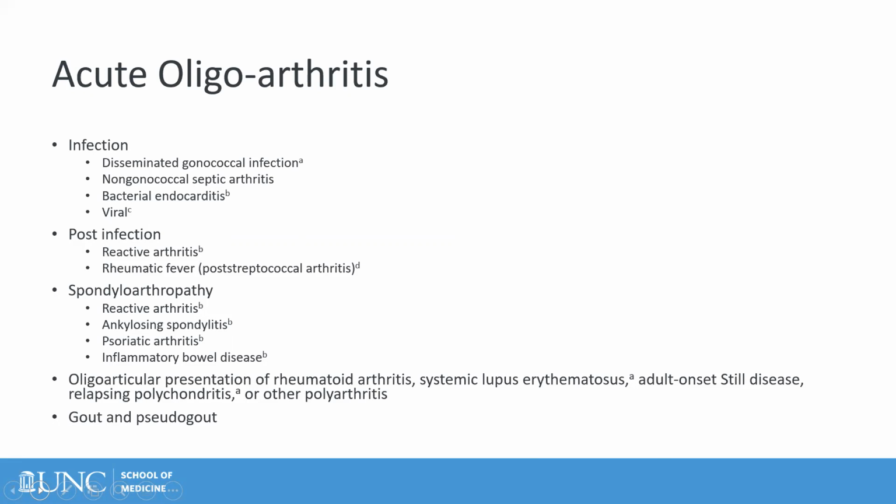Some of the spondyloarthropathies can present with an acute oligoarthritis. But as I mentioned, things that were ultimately going to become polyarticular may start as monoarticular or oligoarticular. And then occasionally we'll see patients with crystal-induced arthritis that present with multiple joints simultaneously. It's not the classic presentation, but it can happen.